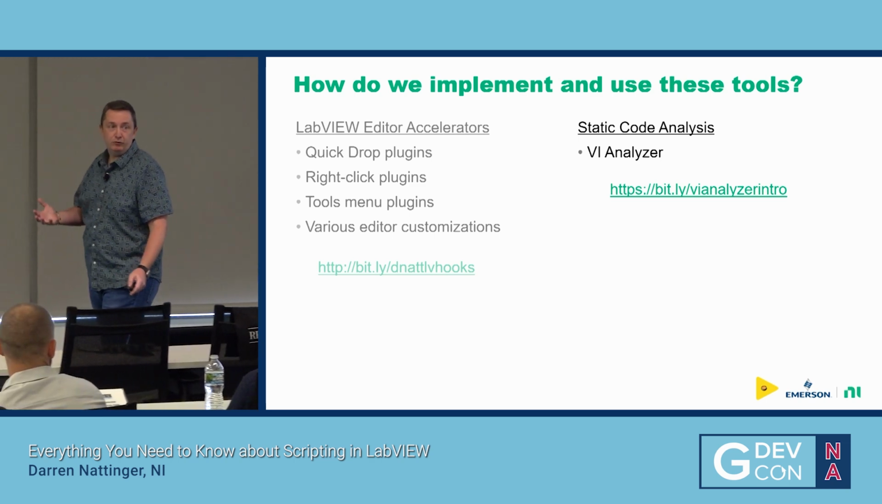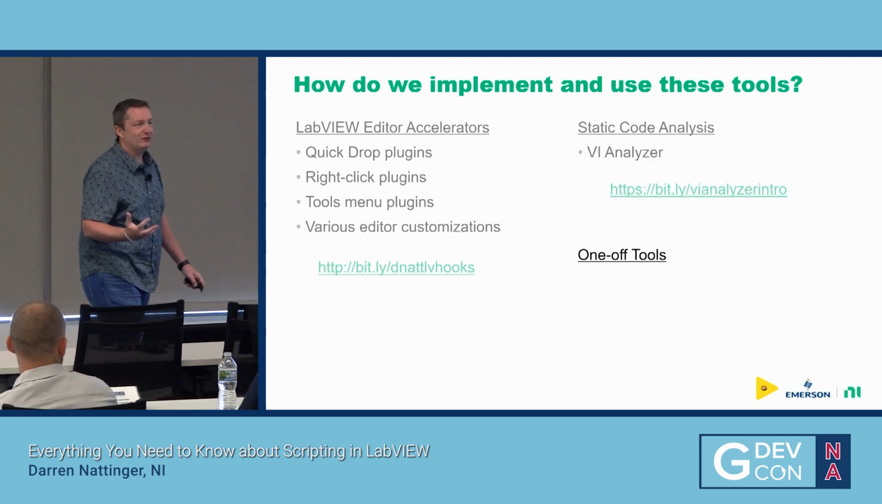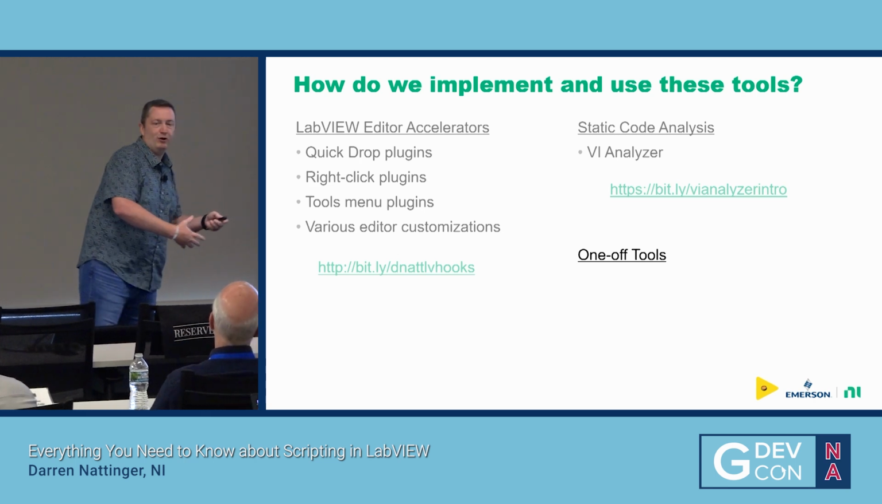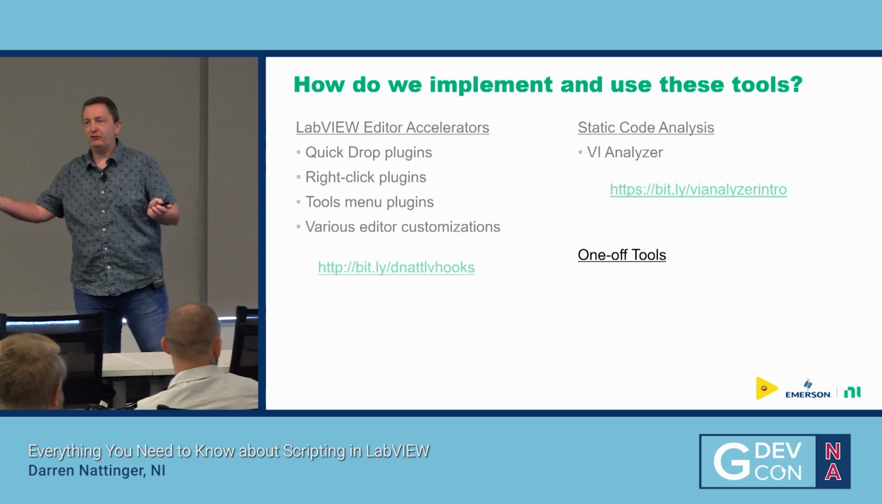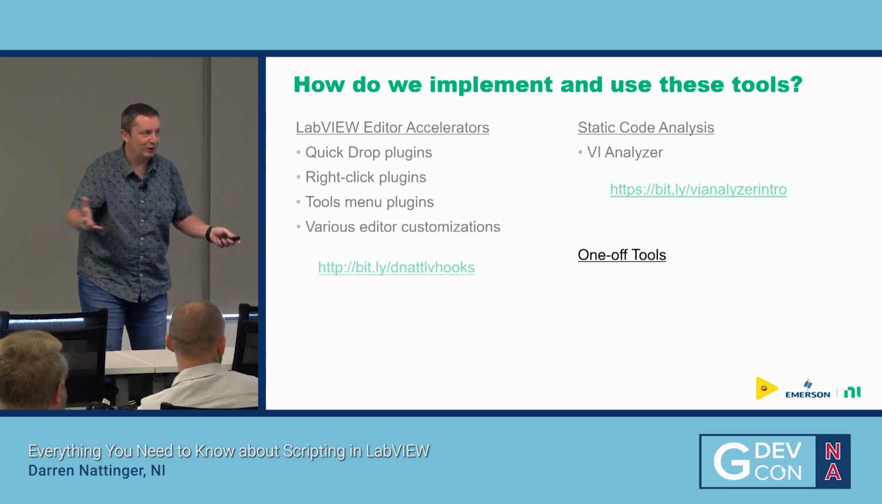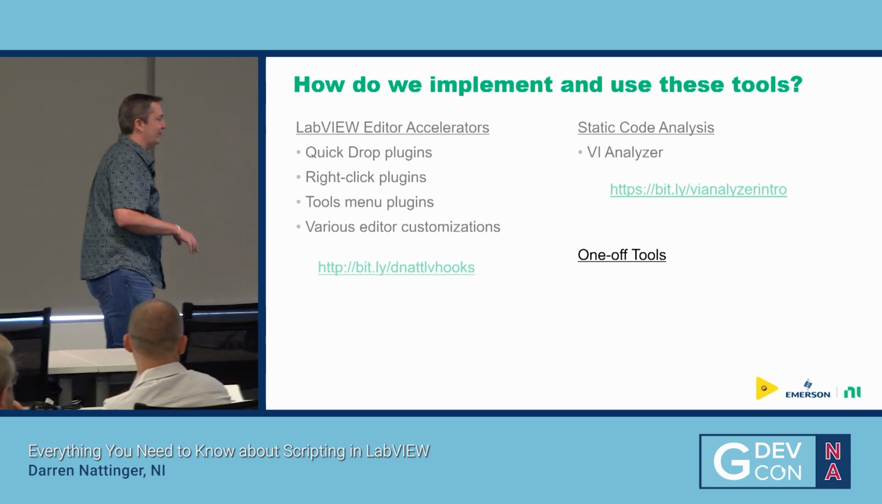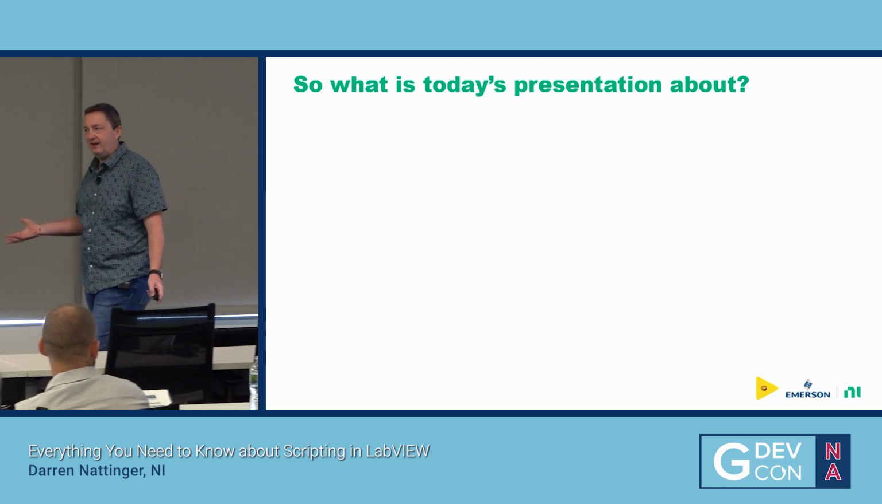Another way to implement tools that can save you time is writing a tool once that you're never going to use again. You realize that across your code base, you made a mistake. You need to go run some automated tool to go fix that problem. Well, I haven't written a presentation on that because I don't know what one-off tools you guys are writing. So I can't really write a presentation on that. But I've already got a couple presentations. What the heck am I talking about today?